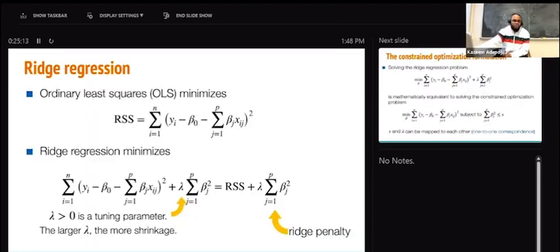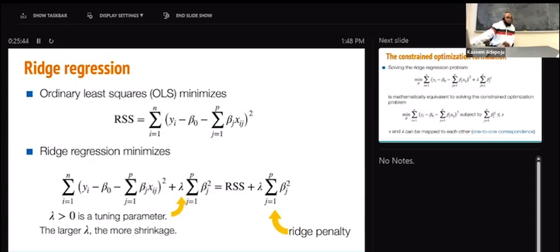Let's take a look at the way the ridge regression works. Of course, in every regression, we want to minimize the sum of squared errors, right? We want to minimize the unexplained variation, right? Now, if I want to regularize, if I want to use a shrinkage approach, then I'm going to introduce something into the residual sum of squares of the ordinary least squares.